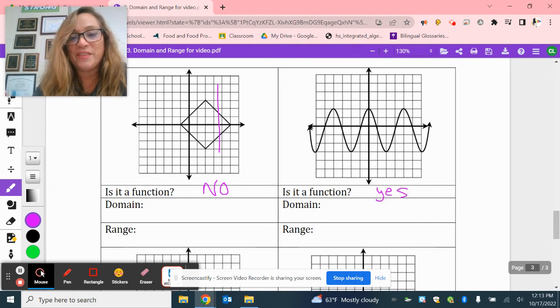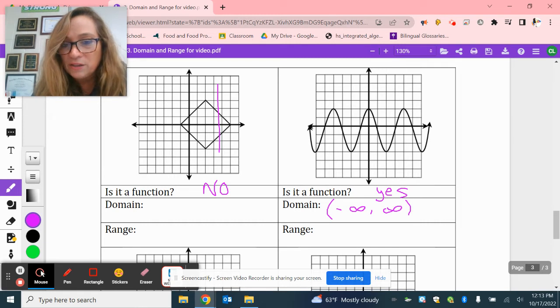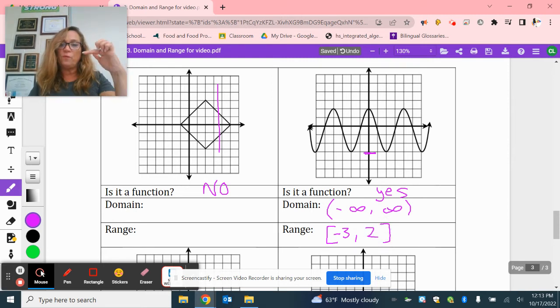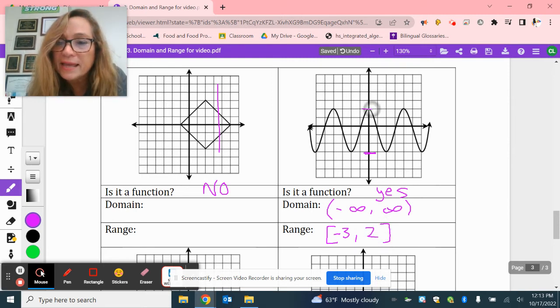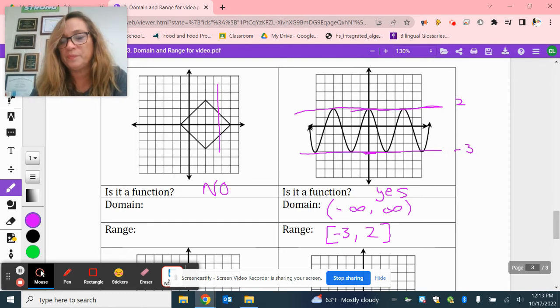All right, so if I go to the left, it's negative infinity, and if I go to the right, it's infinity. But it looks like this is the lowest. 1, 2, negative 3. And it looks like the highest is at 2. So if you look at the y-axis, it looks like it's kind of squeezed in between this negative 3 and this positive 2.